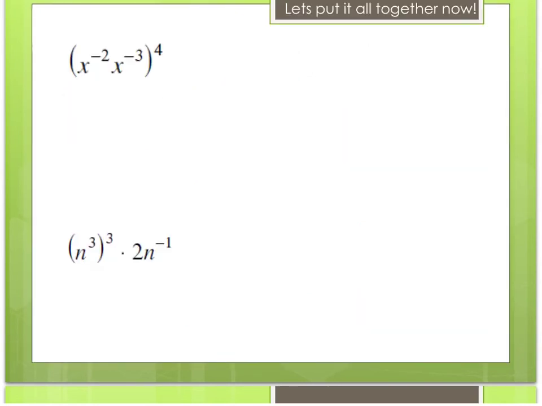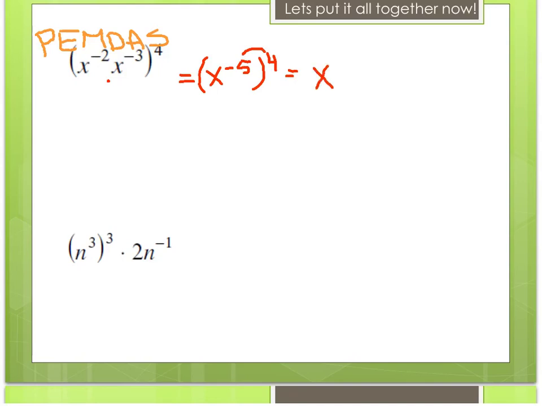Alright, so some more practice here. Remember, our order of operations still upholds, so we're always going to do those first. So the first thing I'm going to do is my parentheses. So I'm going to go ahead and simplify these guys on the inside. So remember, whenever you are multiplying, you're actually adding. So that's going to be x to the negative 5th, all to the 4th power. Now, whenever I do that, now I'm going to multiply. So that's going to be x to the negative 20th power.